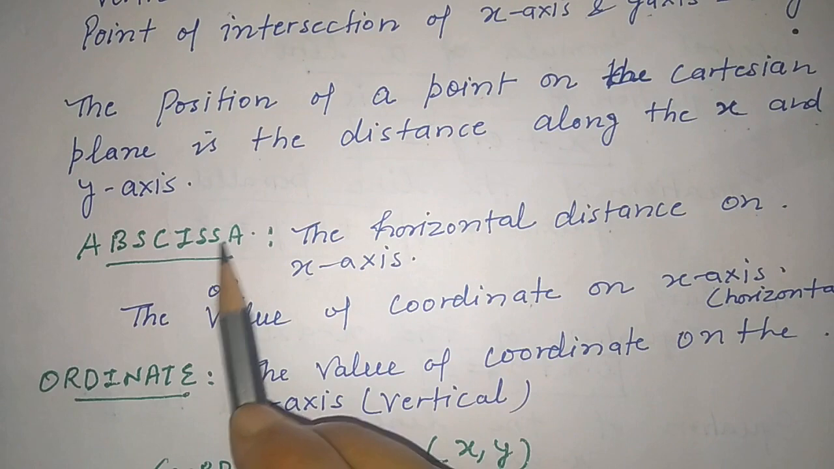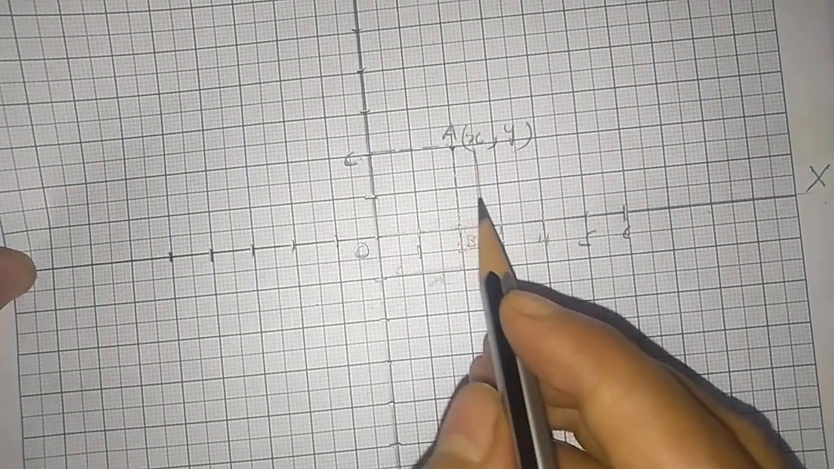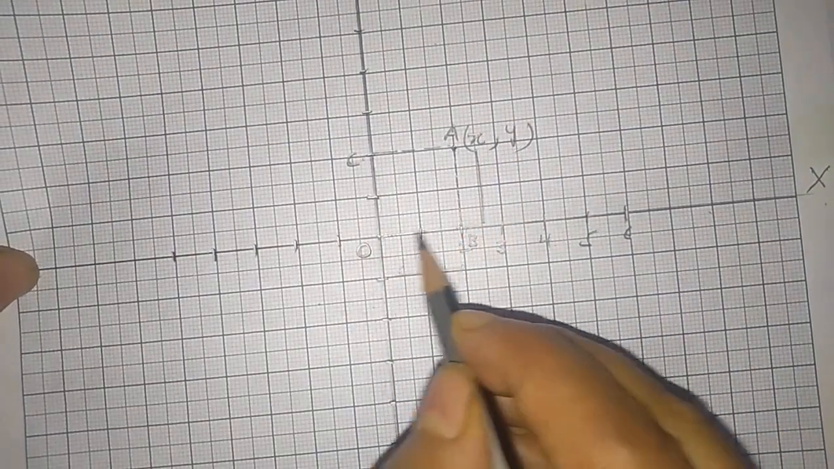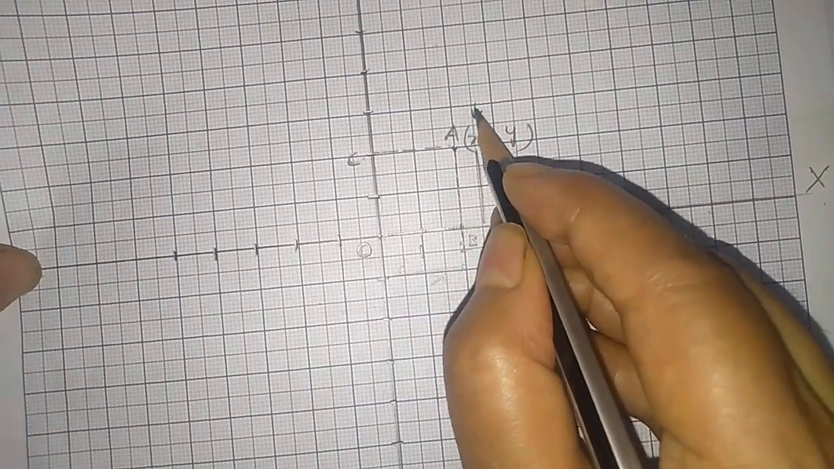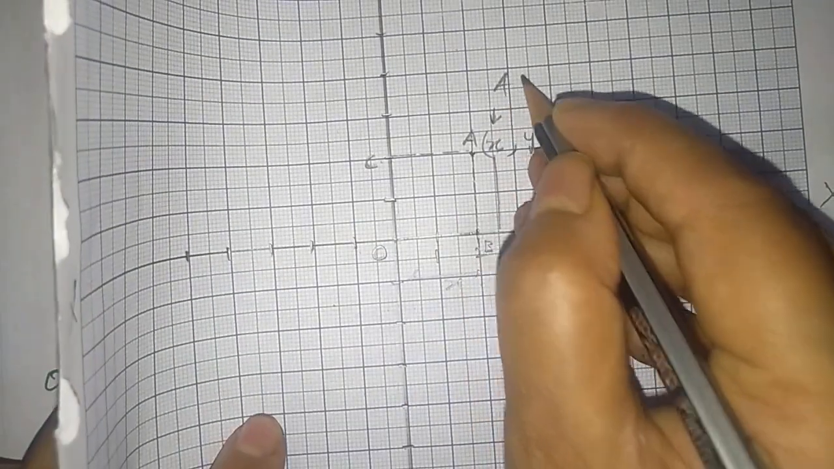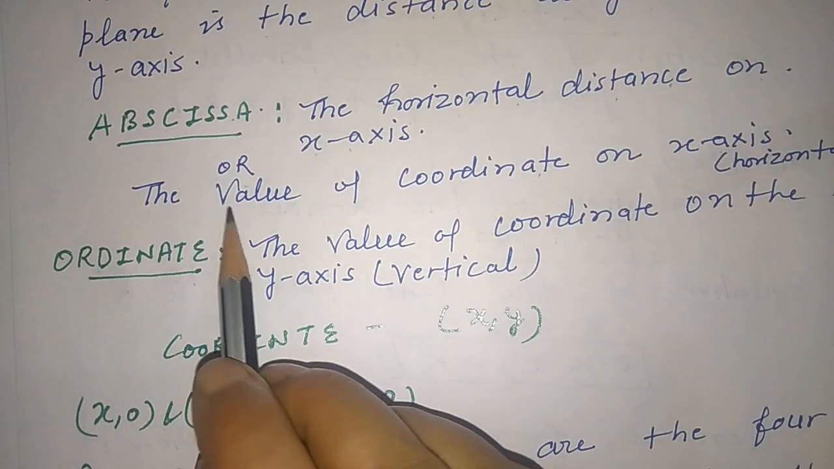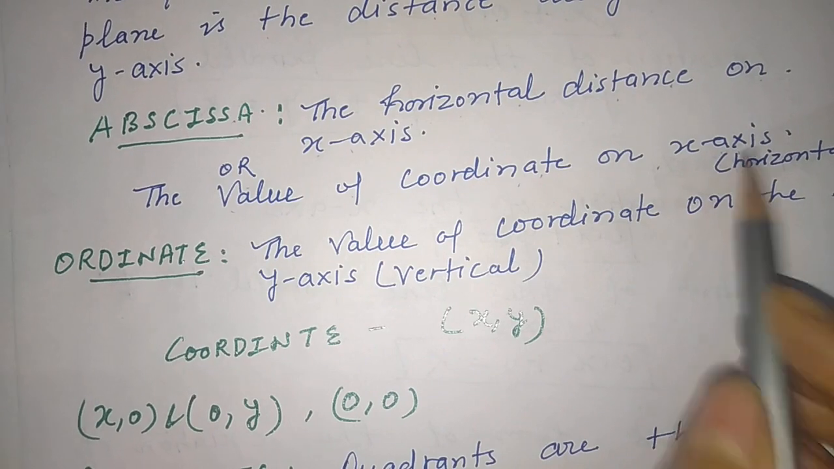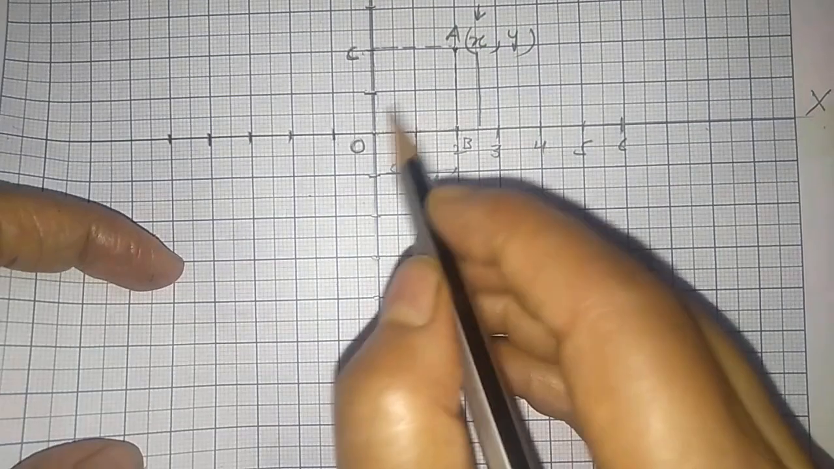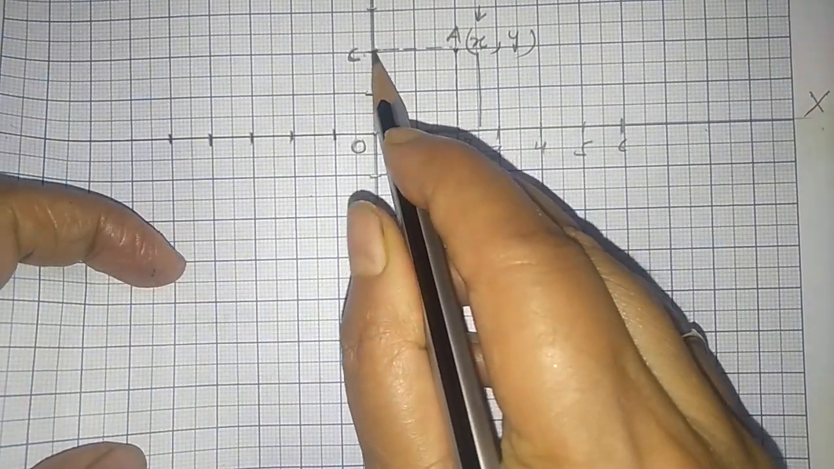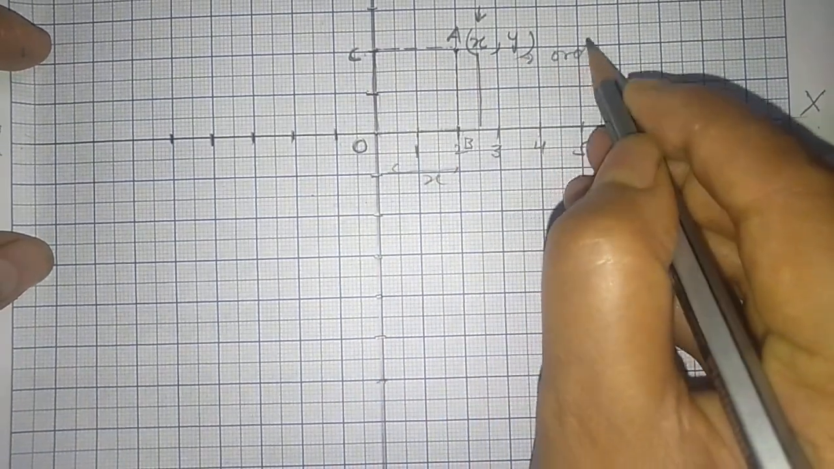Now, the horizontal distance on the x-axis, this first value, is known as the abscissa. Or we can say the value of the coordinate on the x-axis is the abscissa. The value of the coordinate on the y-axis is known as the ordinate.